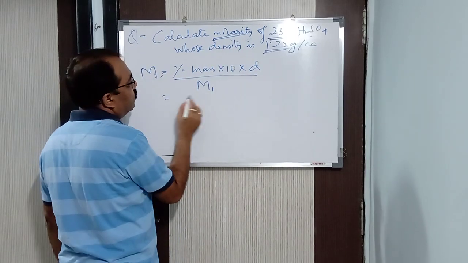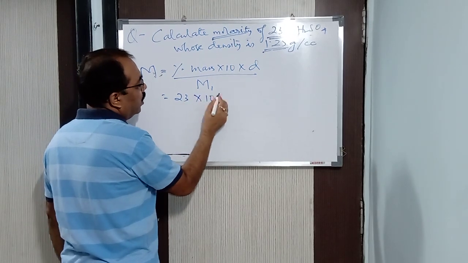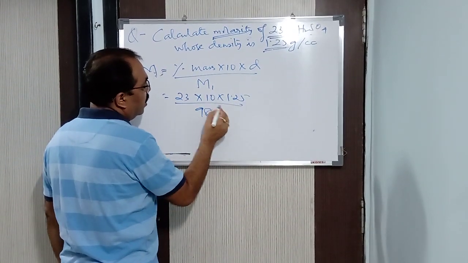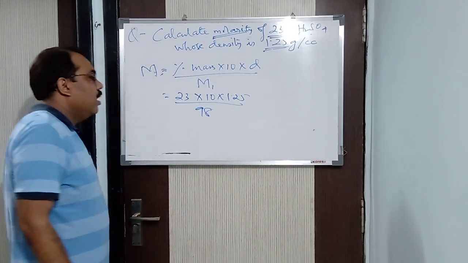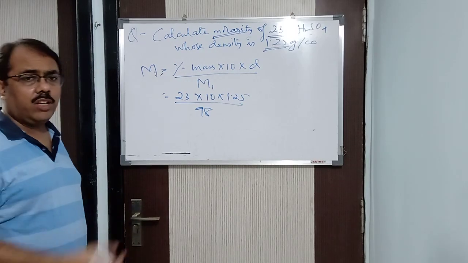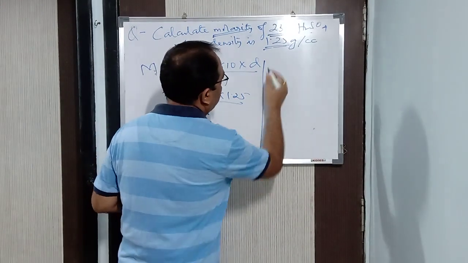So if you say it is 23%, put 23 into 10 into density, which is 1.25, and the molecular weight of sulfuric acid you calculate, it will come to be 98. Did you get the answer? You can do it in another way also. Which one? What was the formula in the other way? What formula did I give you?